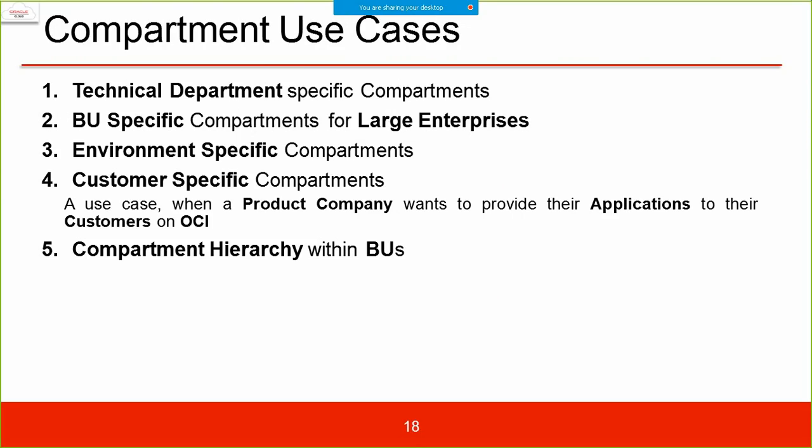So, compartment use cases, some scenarios or situations where you can use compartments: technical department specific compartments, business unit specific compartments for large enterprises, environment specific compartments, customer specific compartments, a use case when a product company wants to provide their applications to their customers in OCI, and compartment hierarchy within business units. These are all scenarios where you can create compartments meeting your organization chart.